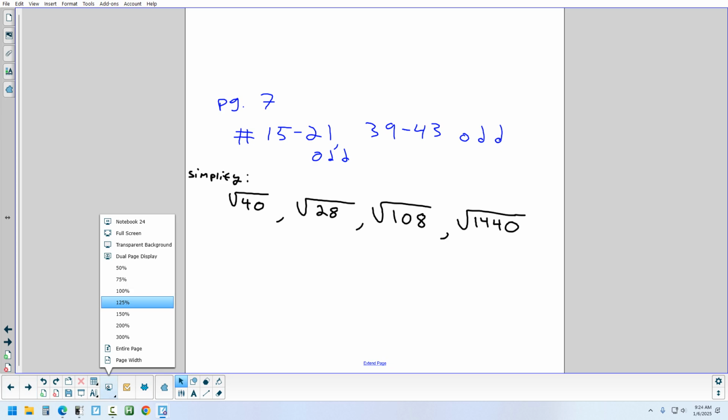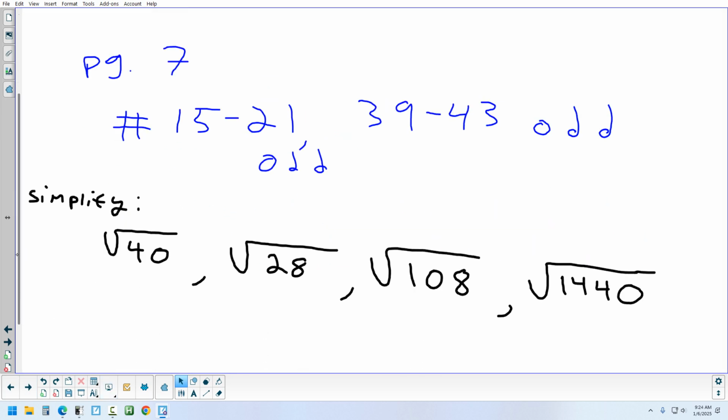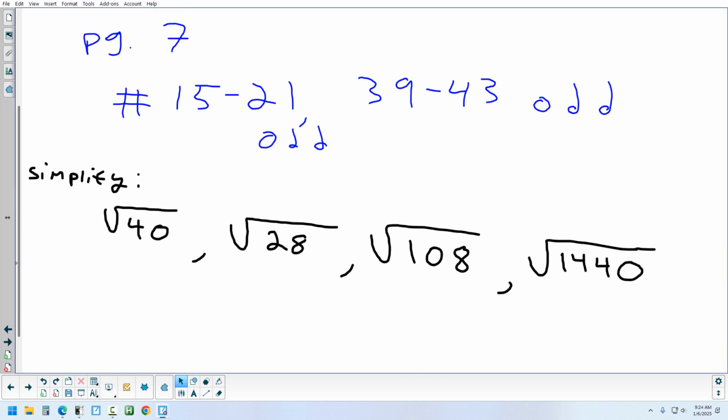All right. So not every lesson in trig ends super early. This one ends a little bit early. But those are the questions from the book, 15 to 21 odd, 39 to 43 odd. And I want you to simplify those 4 square roots. Okay, and by simplify, I don't mean I want a decimal. I want you to reduce it like we did.